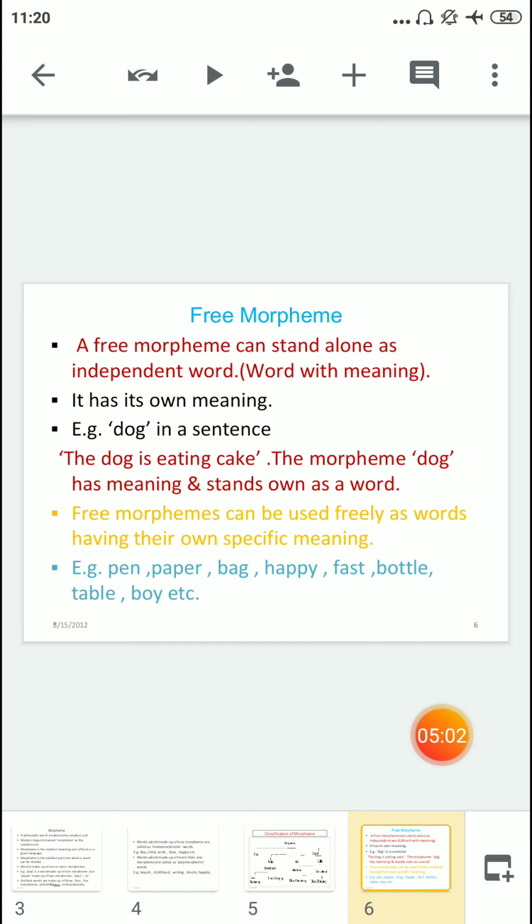Let us see what a free morpheme is. A free morpheme can stand alone as an independent word. Free morphemes do not need the help of a bound morpheme. It is a word with a meaning. It has its own meaning. Free morphemes can be used freely as words having their own specific meaning. For example, pen, paper, bag, happy, fast, bottle, table, boy.